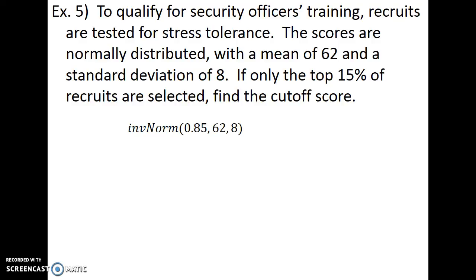So if we jump into using the cumulative area, if it's the top 15%, we're talking about the lower 85%. Since it's not the standard normal curve, but just the normal curve, I'm not using 0 and 1. I'm using the given mean and the given standard deviation. And that finds for us that it's a cutoff score of 70 for the top 15%.